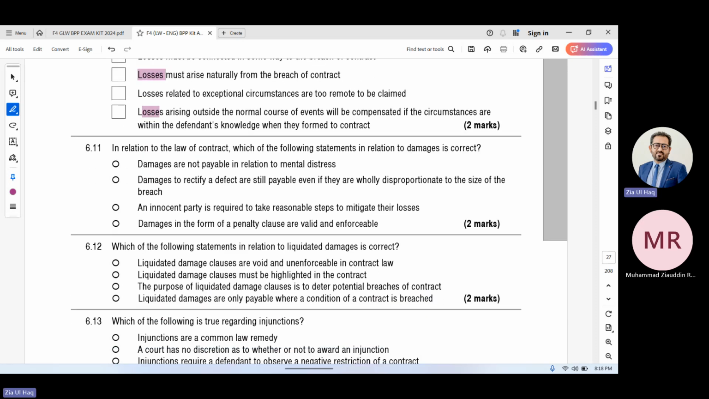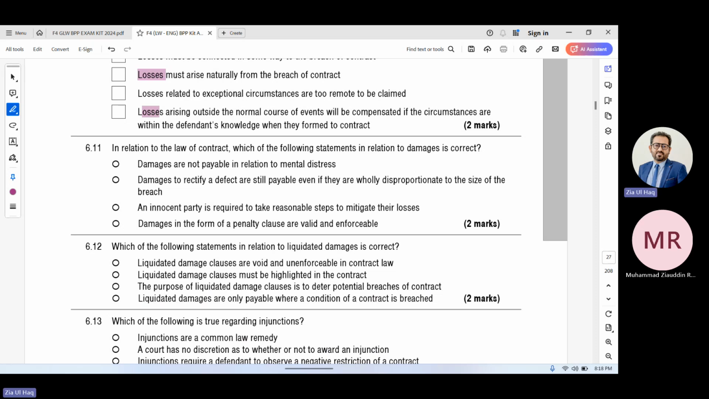6.11. In relation to the law of contract, which of the following statements in relation to damages is correct? Damages are not payable in relation to mental distress. In case of mental distress, distress means stress. No, we haven't seen anything. Damages to rectify a defect are still payable, even if they are wholly disproportionate to the size of the breach. Damages to rectify a defect are still payable.